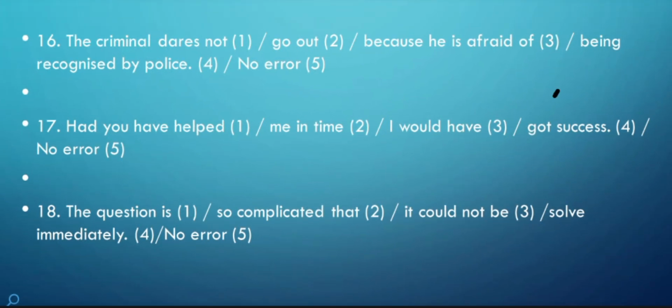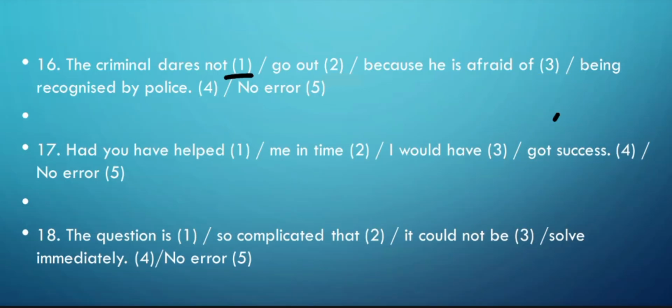The first question says, the criminal dares not go out because he is afraid of being recognized by police. No error. As we have already discussed, the question will be divided into 5 parts: 1, 2, 3, 4 and 5. Find the error in the 16th sentence. Criminal dares not go out because he is afraid of being recognized by the police.